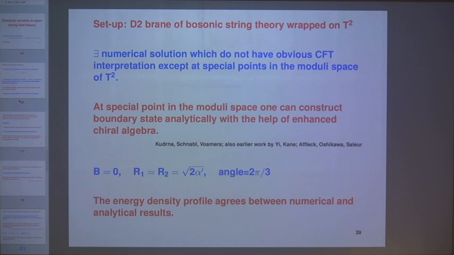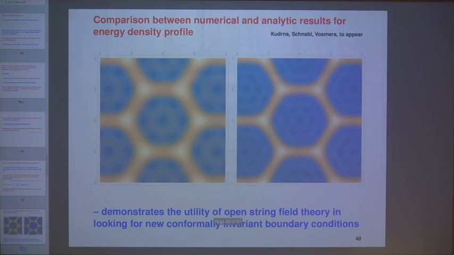So here is a picture taken from one of the talks. Here there is a comparison. On the left hand side is a plot of the numerical result for the energy density profile for this solution. This is a D2 brane on T2, and on the right hand side is the analytical result for the energy density profile, and you can see that they match reasonably well. So this in a sense demonstrates the utility of open string field theory in looking for new conformal invariant boundary conditions.